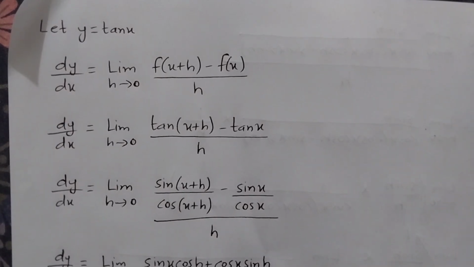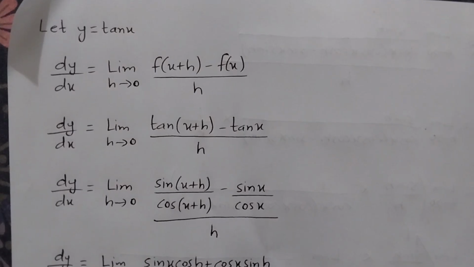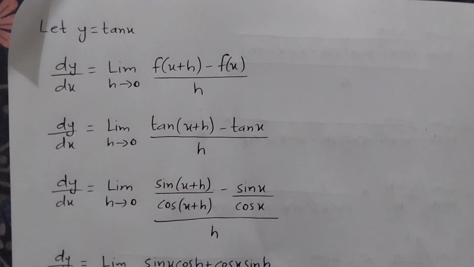So for finding f of x plus h, we just need to replace x with x plus h. So this will become tan of x plus h minus f of x, which is simply tan x, divided by h. And we are finding the limit of this expression. We are trying to find what value this expression approaches when h is approaching 0. So what can we do to find this limit?